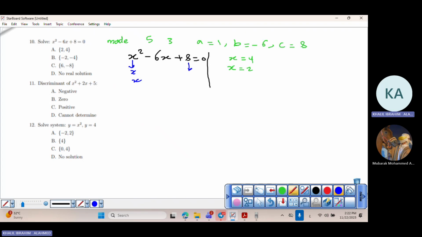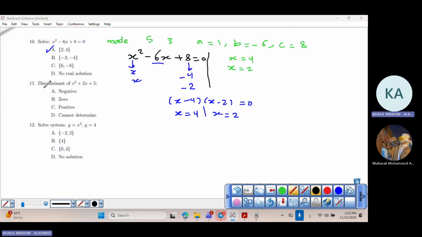The last term, 4, I can write as 4 times 2. But we have negative here, so negative, negative. Okay, that's it. We can write this as x minus 4, x minus 2 equals 0. Then the answer is x equals 4 or x equals 2. That's it, the same answer. The answer is A. Be careful about it.